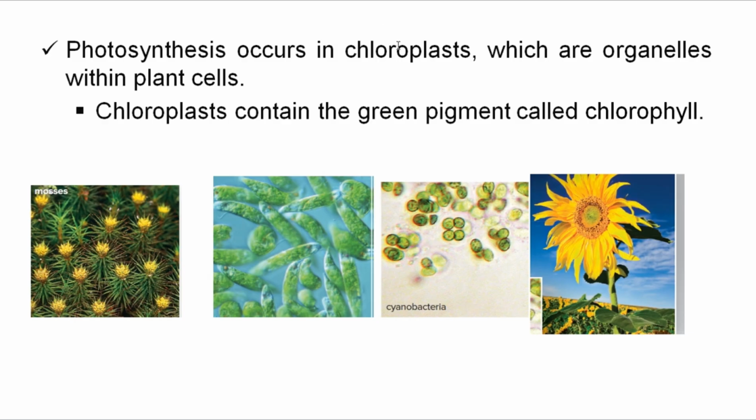These chloroplasts are organelles found within plant cells and other organism cells, and they contain the green pigment called chlorophyll. Look, this one is moss, this one is algae, and this one is blue-green algae or cyanobacteria. Look, this is a flowering plant. So flowering plants, cyanobacteria, and non-flowering plants like algae, mosses, and ferns are all photosynthetic organisms. They can manufacture their own food. Good.